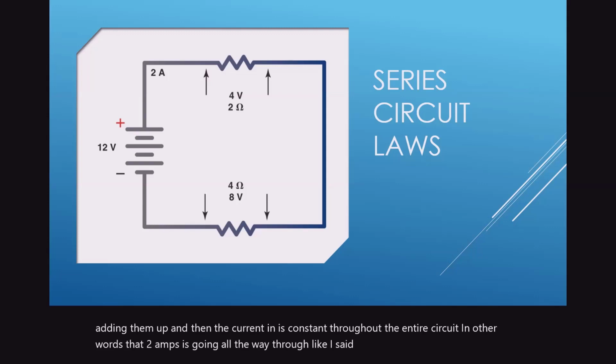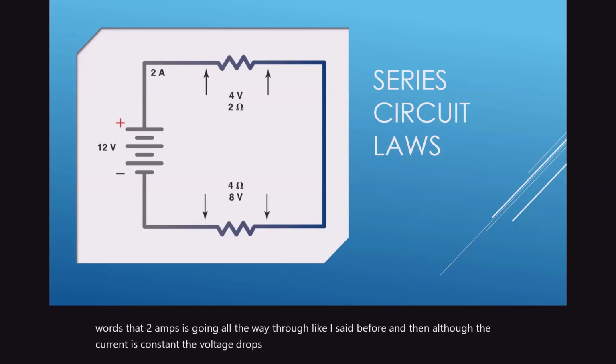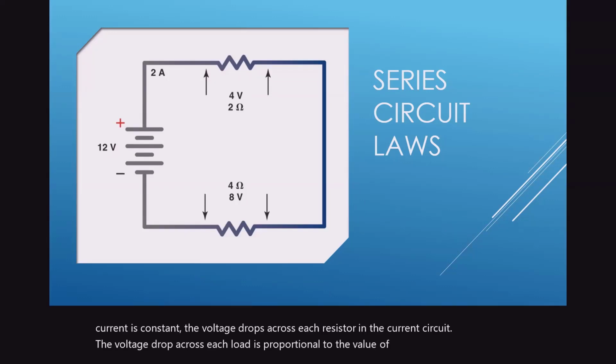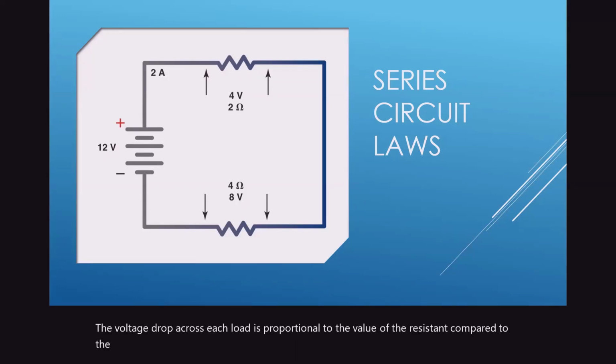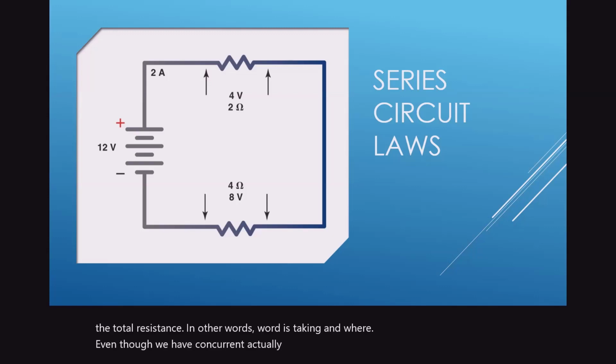And then although the current is constant, the voltage drops across each resistor in the circuit. The voltage drop across each load is proportional to the value of the resistance compared to the total resistance. In other words, even though we have current flowing evenly across the whole circuit, we can calculate what the voltage drop should be.